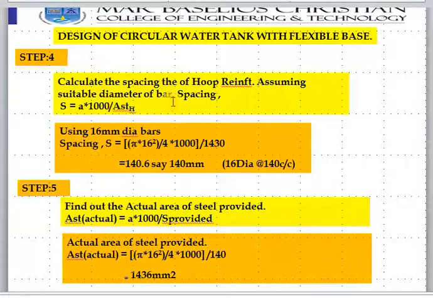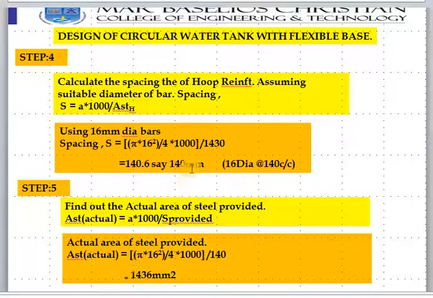So assume a diameter. Usually in flexible jointed circular tanks, the hoop stress will be the maximum compared to the vertical bending moment on the wall. So you can use 16 mm diameter for this. Spacing you can calculate like this: small a, the area of the bar diameter you are using, into 1000 divided by AST. So using a 16 mm diameter bar, you will get spacing of 140.6, which is let us say 140 mm. Okay, 16 diameter at 140 mm center to center.